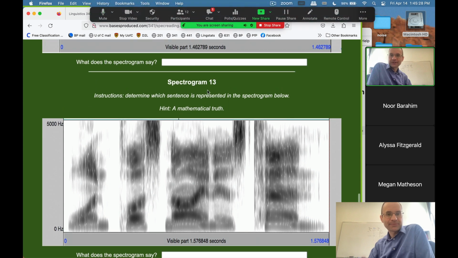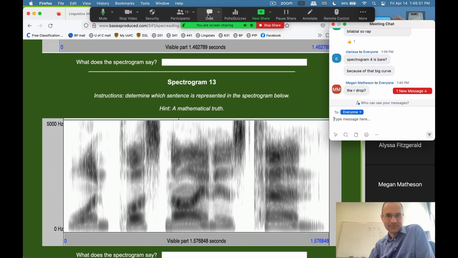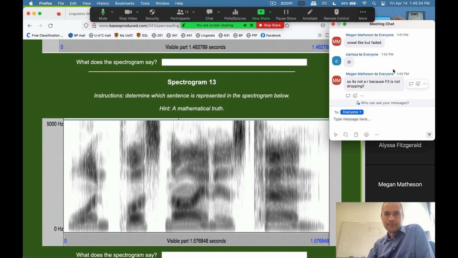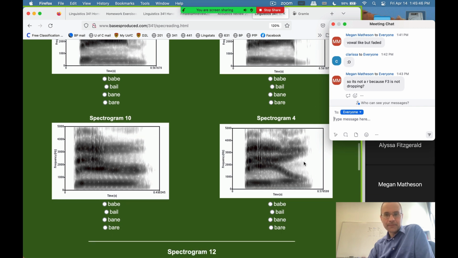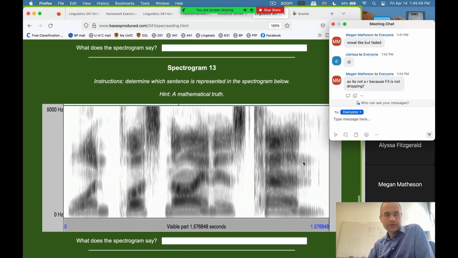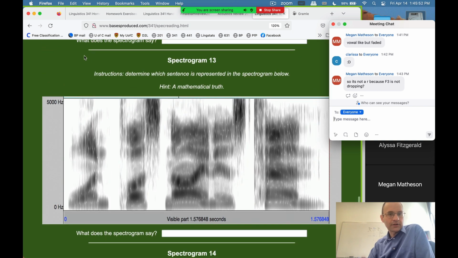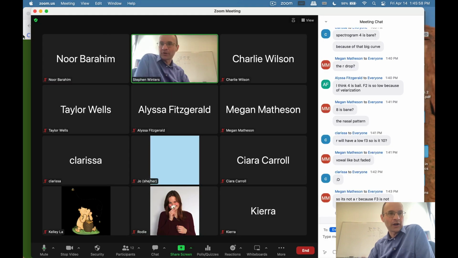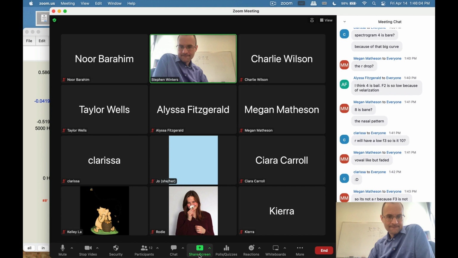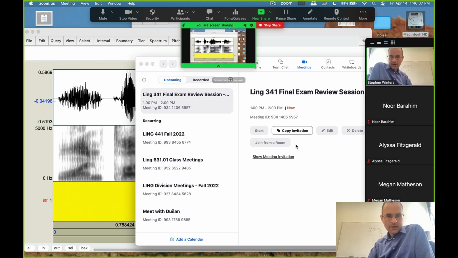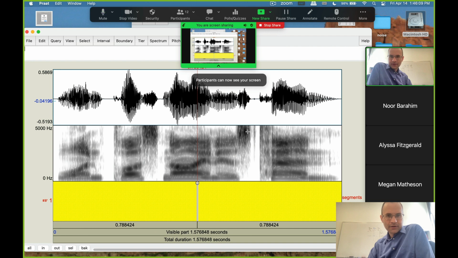We can do this next spectrogram, which is the hint for which is a mathematical truth. And yes, Megan, to go to your question, spectrogram 4 is not an R because F3 is not dropping. F3 stays where it is and actually kind of goes up a little bit. Okay, so spectrogram 13, lucky 13, is about math, not about numerology. So let me open that up in Praat. Yeah, I think you can see it.